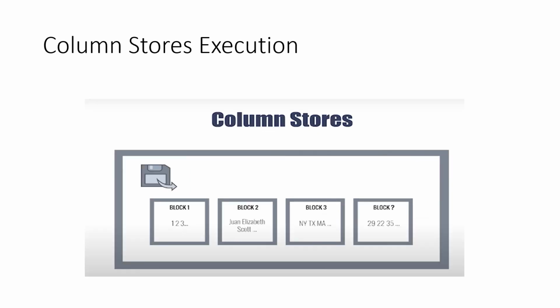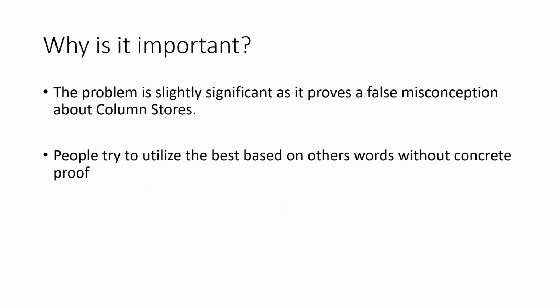Each block has some information in the form of rows. Column store execution. Here in the column store execution, the data is stored on the disk, and each disk is also divided into blocks, and in each block the data is stored in columns. Here we can see block 1, block 2, and block 3, and so on. Why is it important? The problem is significant as it disproves a false misconception about column stores. People try to utilize the best based on hearsay without concrete proof.